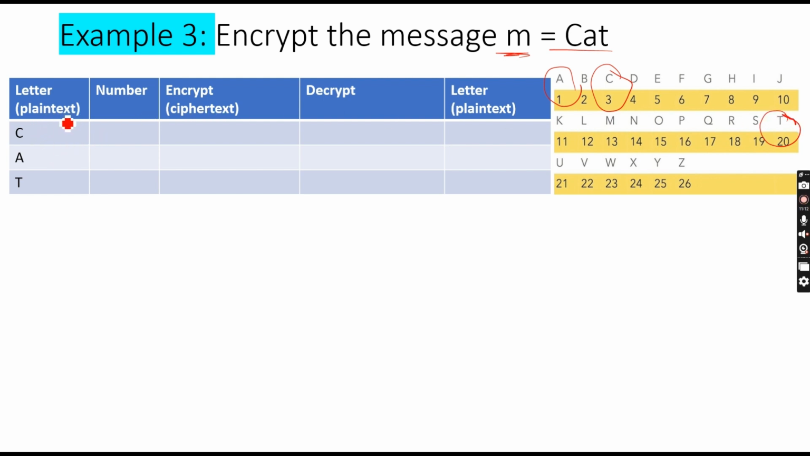So the easiest way is to make this table. In this table, we have the plain text, which is CAT, cat. The number for C is 3, the number for A is 1, and the number for T is 20. Then you put the ciphertext, which means encrypt, and then you decrypt, and then you give me the letters again. So let's try for C.